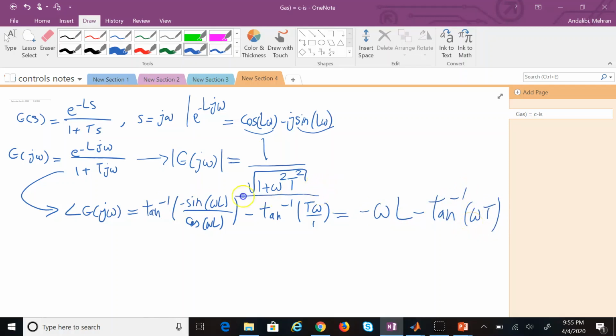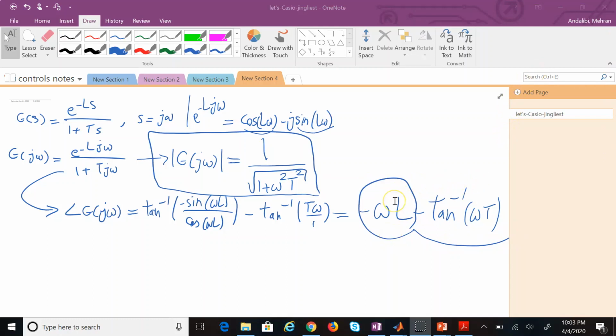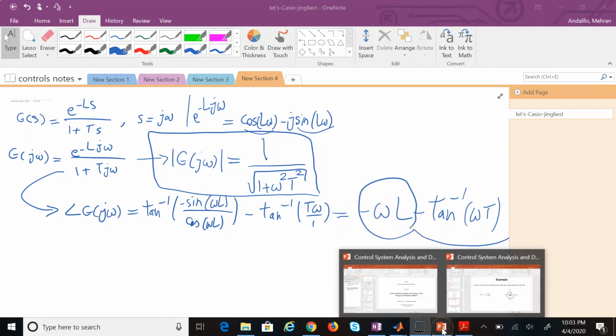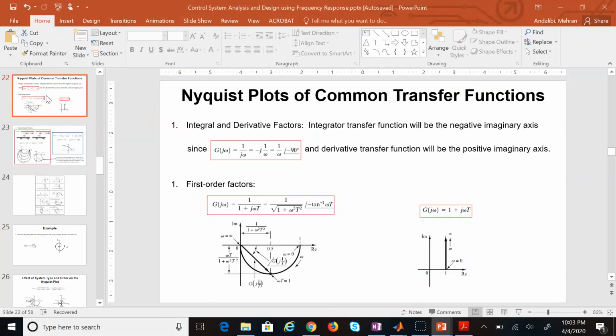So the magnitude is the same. What about the phase? This part of the phase is the same, but now I have an additional part, and this additional part keeps decreasing as omega gets bigger and bigger. So now if I compare it against the first order system, if you remember, when omega was 0, you were at 1 and 0. When omega went to infinity, you were at 0, 0, right?